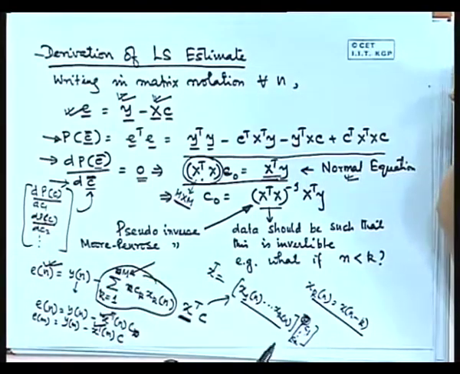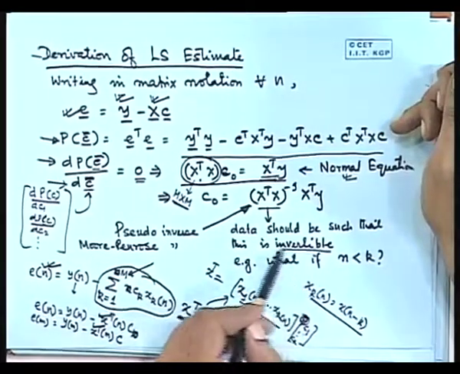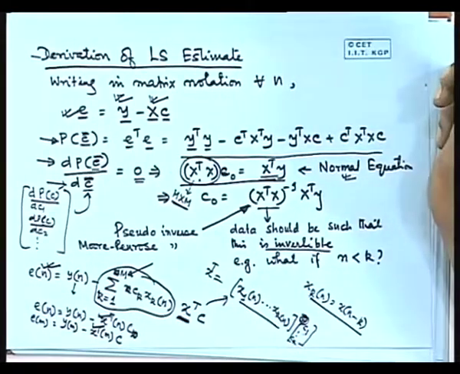So how are we writing this? We can only write this provided it is invertible. So when is an M into M matrix invertible? When its rows or columns are linearly independent. Then only it is invertible. Now, first of all, why should it be linearly independent?